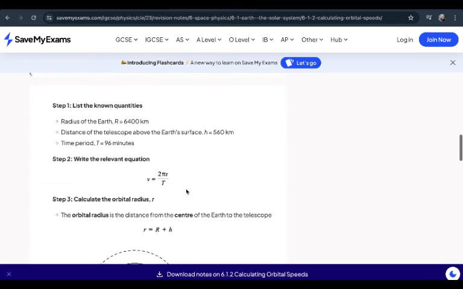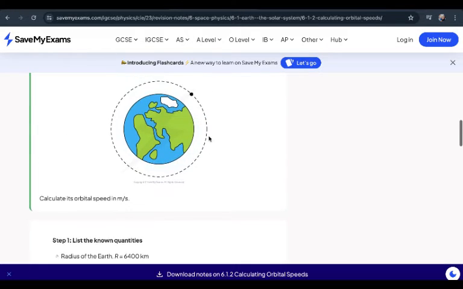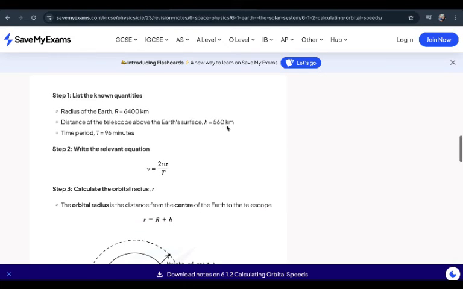Let's take a look at it. Okay, first of all, you write the formula. You write the parameters that you're given. We're given the radius of the Earth, 6,400 kilometers. The distance of the telescope above the Earth's surface is 560, that's the height. So if you add this height to the radius of the Earth, you get your orbital radius.